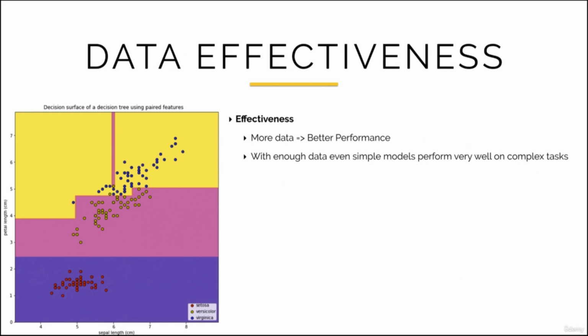Now at this point, it's also important to talk about data and how effective data is. And it's important to know, first of all, that more data generally means better performance. And with enough data, even simple models can perform very well on complex tasks. So if you have tons and tons of data, at some point you may not want to spend so much time thinking about, okay, what algorithm exactly am I going to use? You're going to want to go with one that generally performs well in this kind of task, and you're going to want to focus more on, okay, what model can learn quickly?